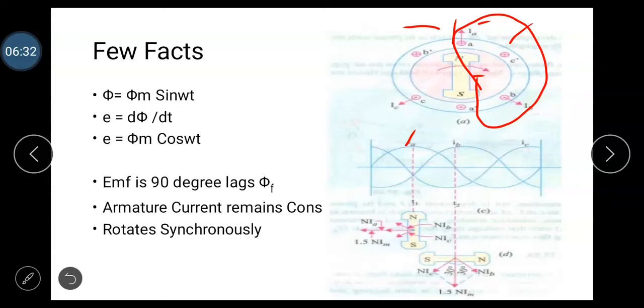The second thing: the flux phi is phi m sin omega t, where phi m is the maximum flux and sin omega t is the rotating field. E is the EMF induced, equal to the rate of change of flux with time, so E equals the derivative, which is phi m cos omega t. The EMF always lags the flux by 90 degrees. That means the EMF lags the main flux by 90 degrees.